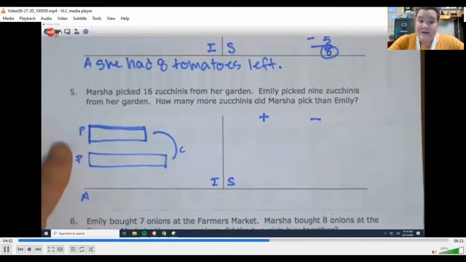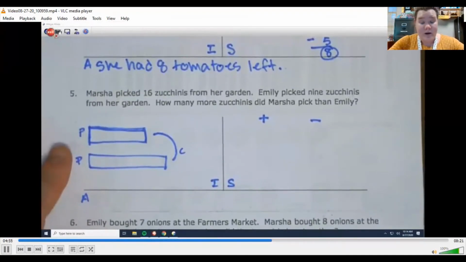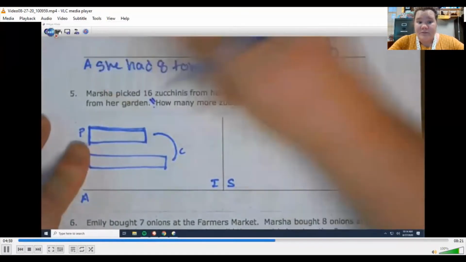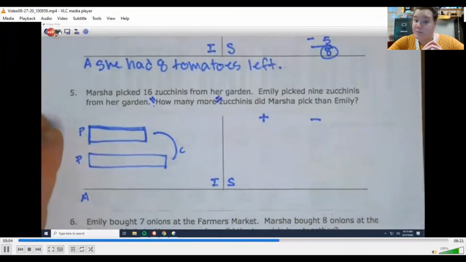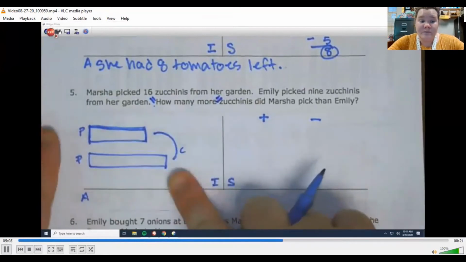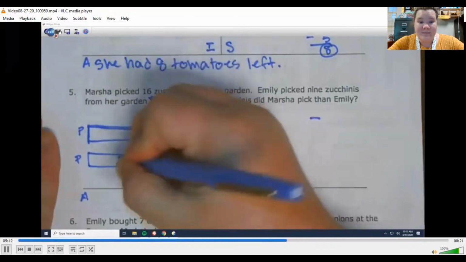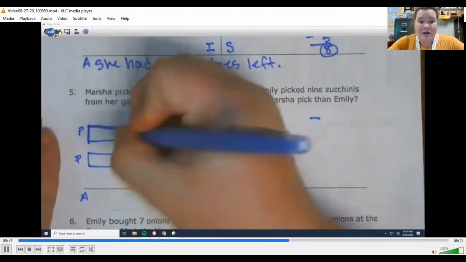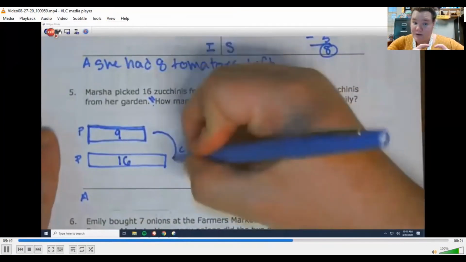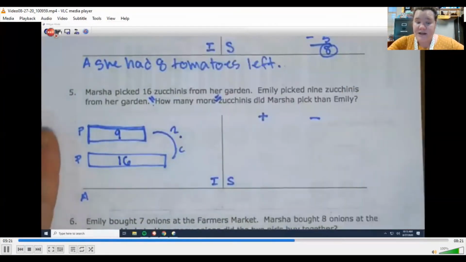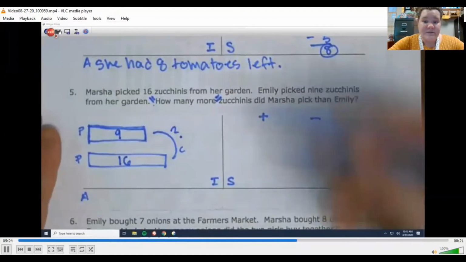So as you can see, this is probably going to be a comparing problem, okay? So I've already set it up for you again, and let's read our question. So we have the how many more, which already puts us in the comparing. And so we are going to read the question. And so she picked 16 zucchinis. Emily picked 9, so 16 is the bigger number, so it's going to go on the bottom, and the smaller goes on the top. How many more zucchinis did Marcia pick than Emily?